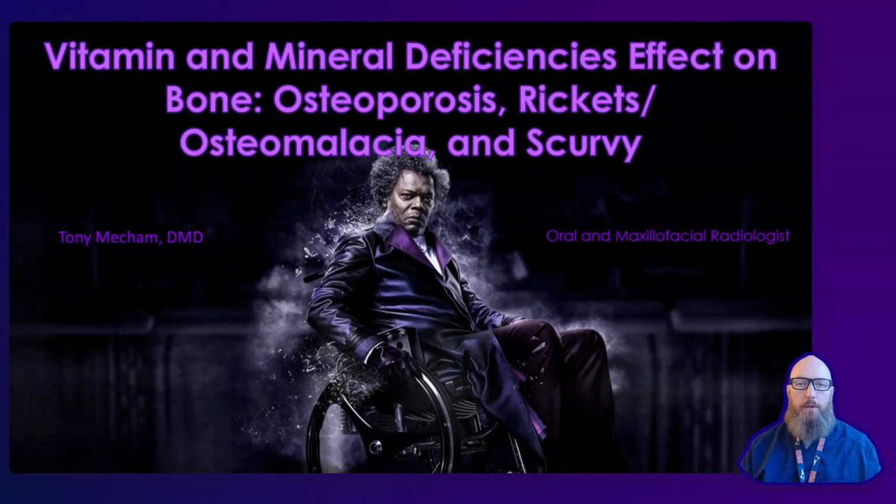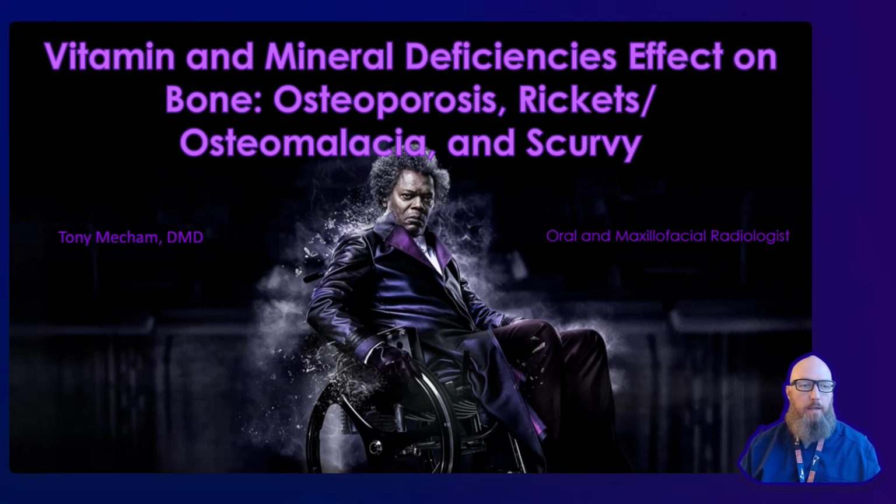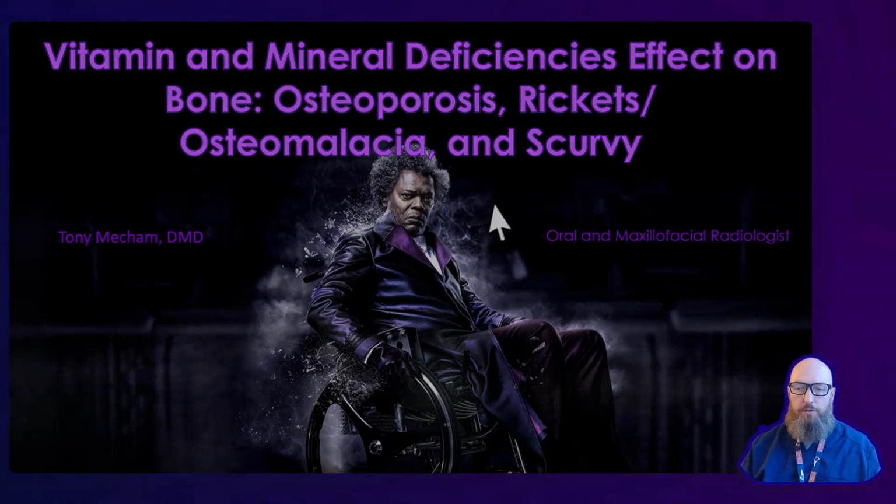Hello there. Now that you've had the lecture on the different pathways of vitamin D, calcium, parathyroid hormone, we're going to talk about more specific diseases. And these are vitamin and mineral deficiencies effect on bone. So specifically osteoporosis, rickets/osteomalacia, and scurvy.